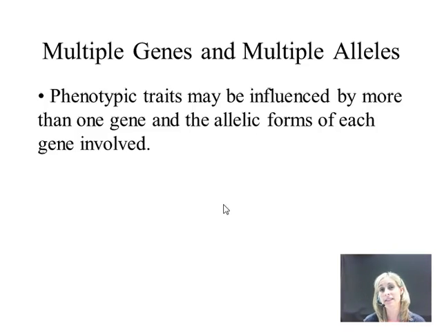Now, what Mendel didn't know is that more than one gene could work together to code for one trait. He also thought you always had 2 different factors for one gene, or 2 different potential alleles. We now know that you can have more than 2 alleles that can work for a certain gene. So we're going to talk about that today.